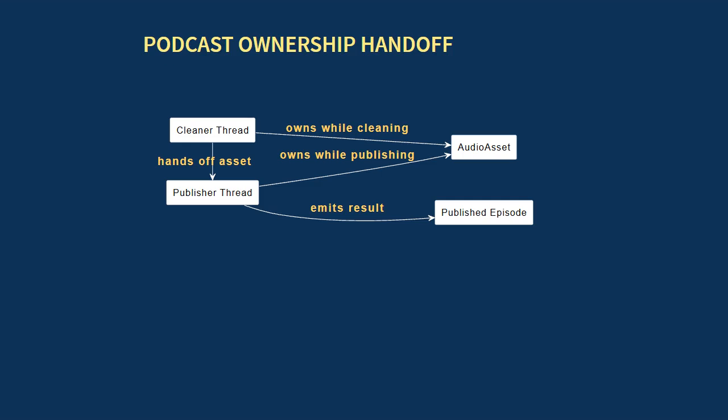In the podcast example, the cleaner owns the audio asset while cleaning. Afterward, ownership is handed to the publisher, and the cleaner should no longer mutate it. What makes that a real handoff rather than just a story we tell about the code? The references and lifecycle rules must enforce it. If the cleaner keeps a usable reference, confinement has not actually been achieved.